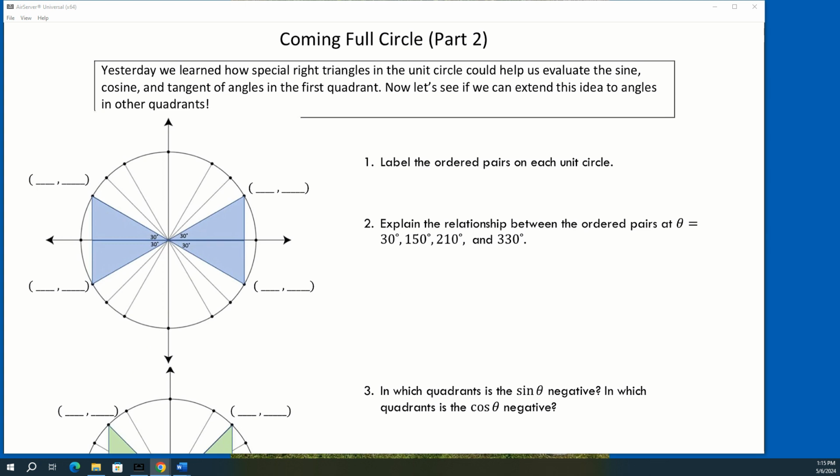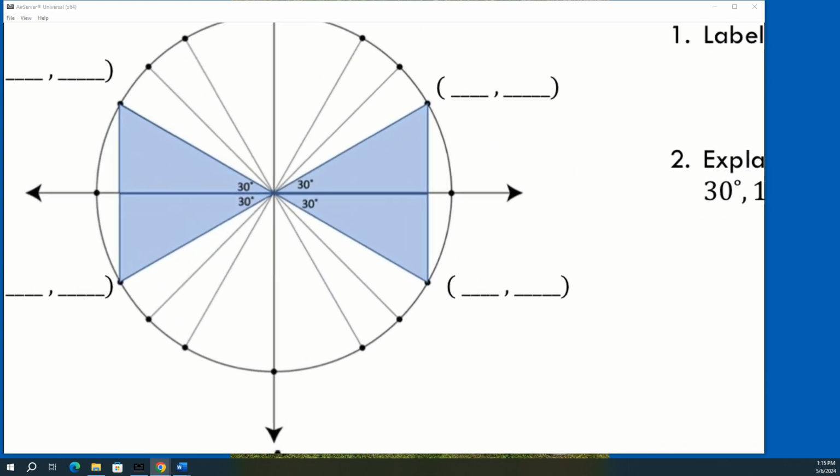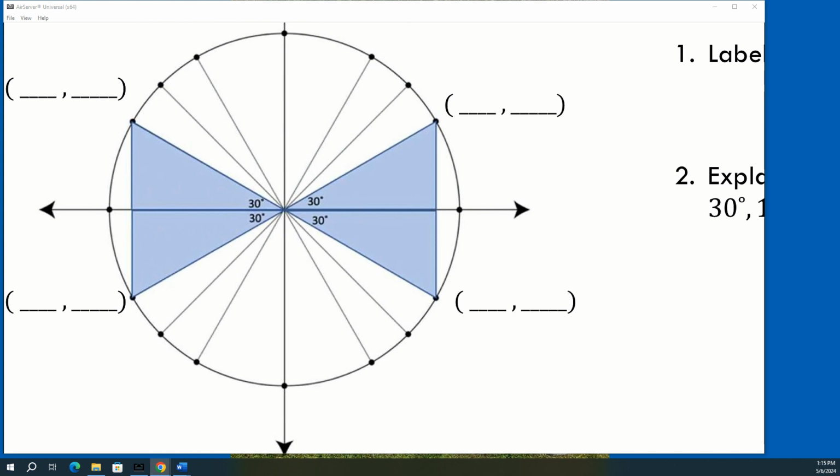Last week we learned all about the unit circle in the first quadrant. So if this angle is 30 degrees right here, do you guys remember what that ordered pair is right at 30 degrees? Anybody? Square root of 3 over 2, 1/2. Yes, good job. Square root of 3 is the x, 1/2 is the y.